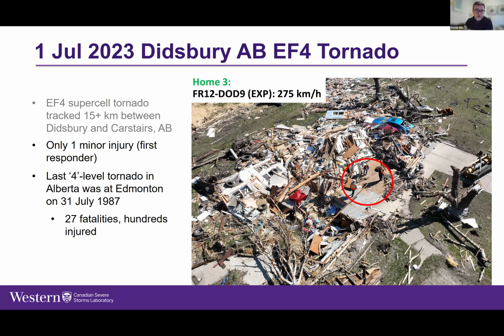The last one in Alberta was the Edmonton tornado in '87, where there were 27 fatalities and hundreds injured. And you can see the damage caused by this tornado. Thankfully, the people that were affected, basically 1 or 2 farmsteads that were in the way, managed to get the warning and get out of the way. And the red circle is around the damage survey team, just to give you a sense of the scale of the damage there.